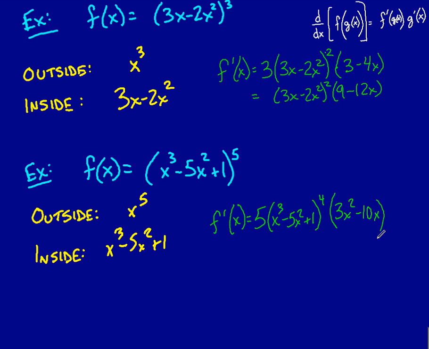And again, I could simplify that by distributing the 5 through the linear factor. I can't distribute into this part because it's raised to a power. So that would just leave me with this: 3x cubed minus 5x squared plus 1, to the 4th power, times, this would become 15x squared minus 50x. Alright, so there's how you do chain rules with polynomials.